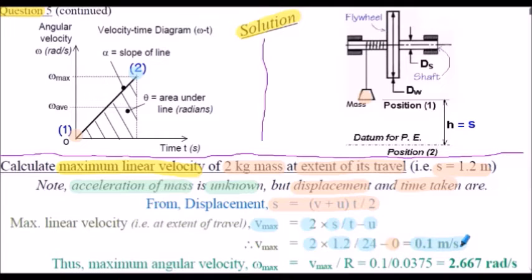From our relationship between linear and angular velocity, we can rearrange the v is equal to omega r so that the maximum omega, maximum angular velocity at position 2, becomes the maximum linear velocity divided by the radius of the shaft. So that's 0.1 meters per second from above divided by the radius of the shaft, 0.0375 meters. So 2 2/3 radians per second is the maximum angular velocity of the shaft in flywheel at position 2.